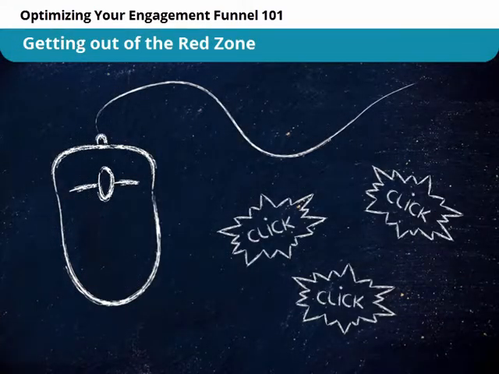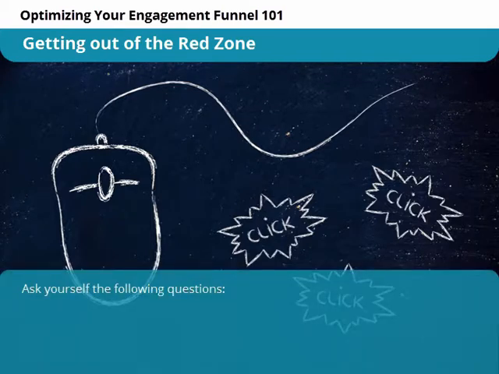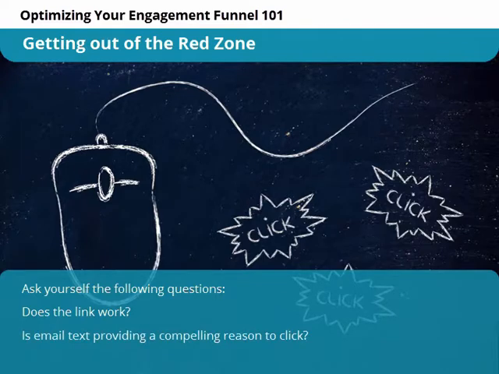If you make those changes and your click-through rates are still in the red zone, then you need to be asking the following questions. Is the link correct, and does it work properly? Simple mistakes here have ruined many a campaign. Is your email text providing a clear and compelling reason for them to click? If not, make sure that it does.